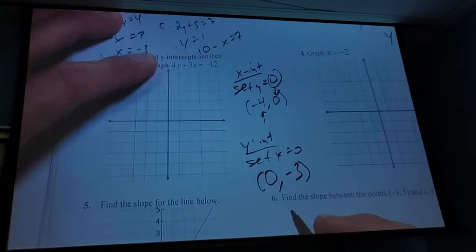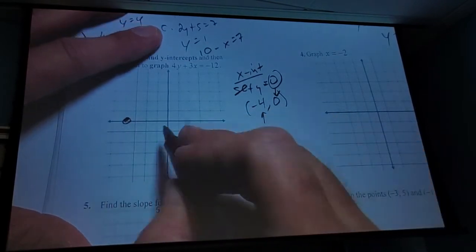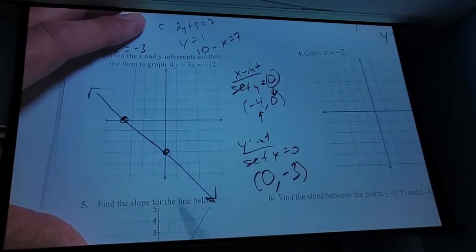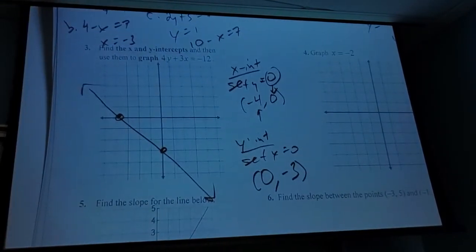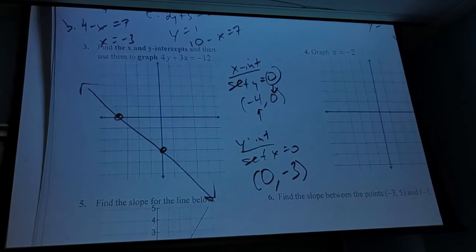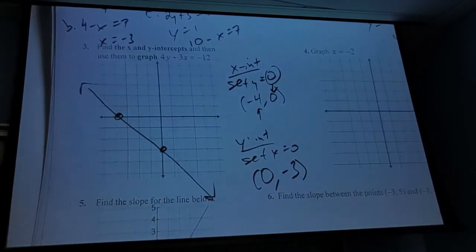And now I can just plot those. -4, 0. And 0, -3. See how I do. Not too bad. Wow. Not too bad. And maybe, is all this coming back to you? A little bit? Okay.